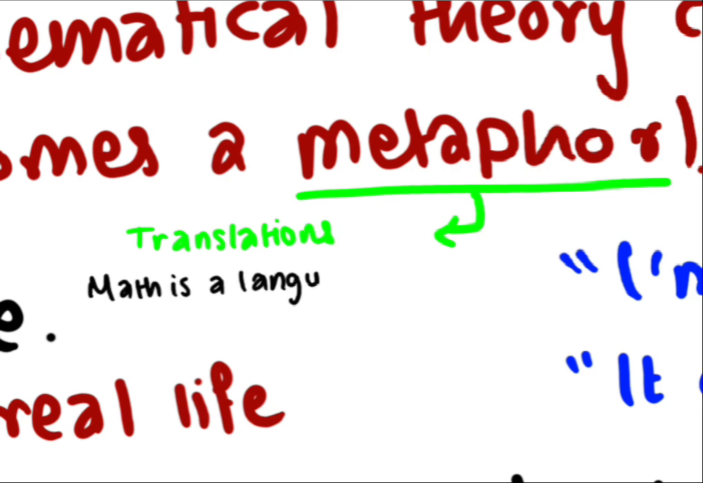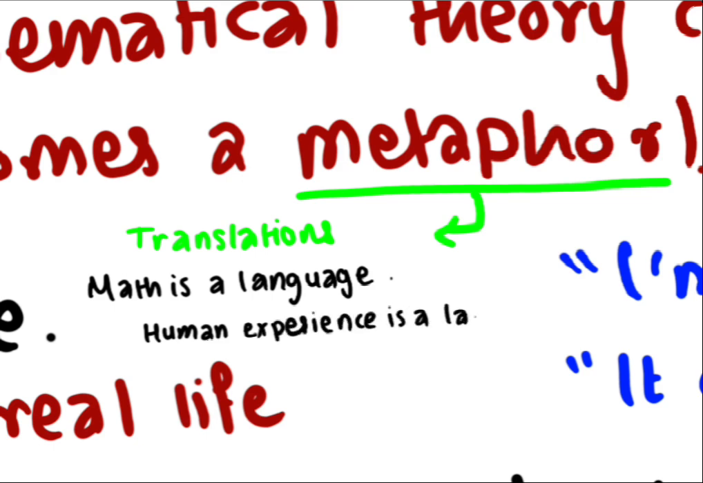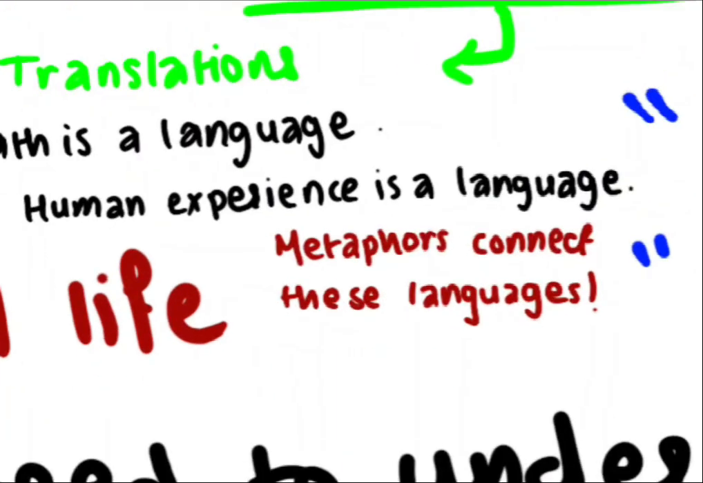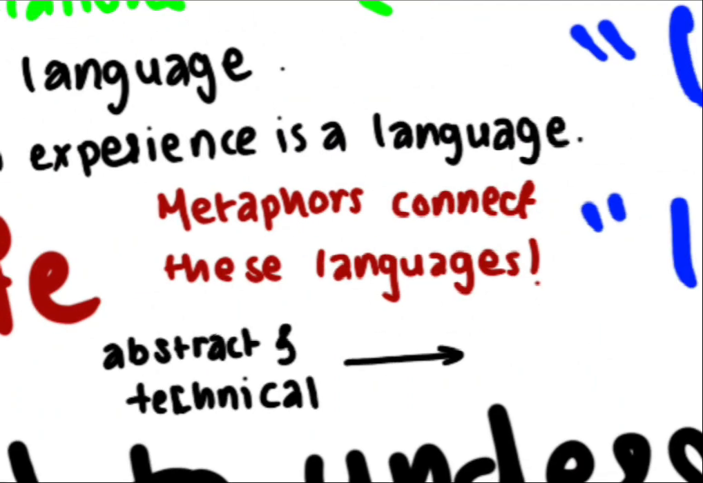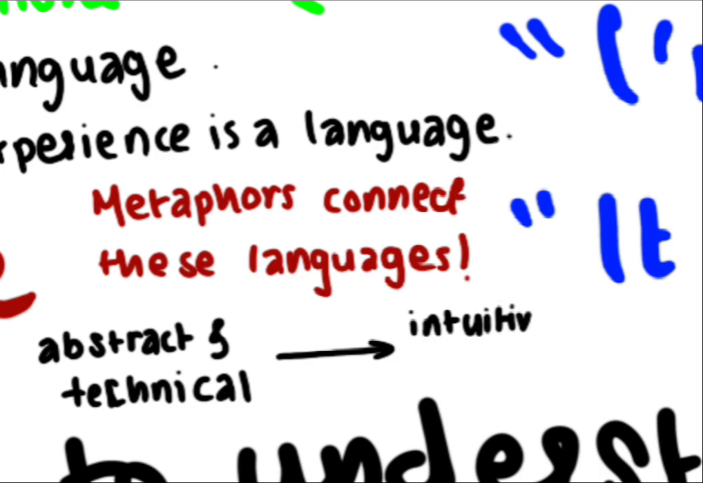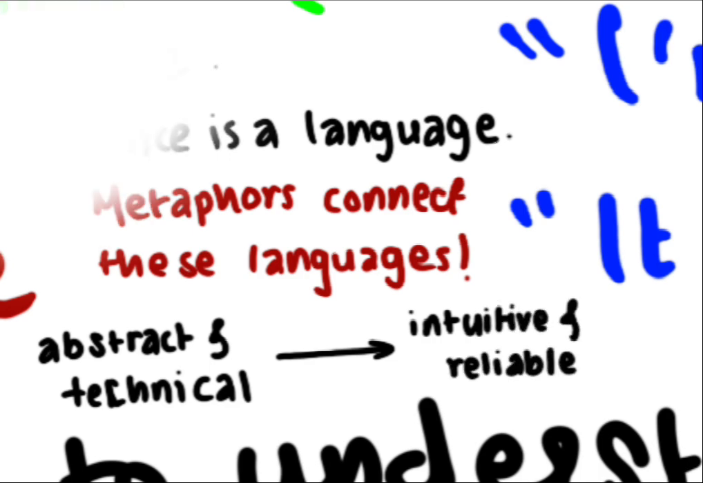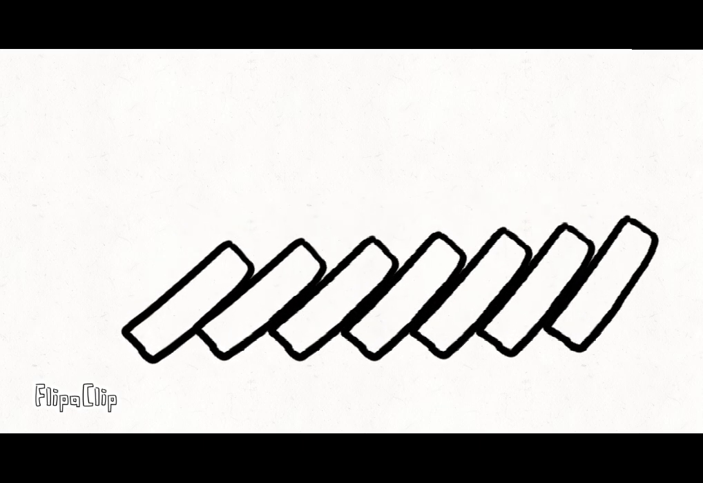In a way, metaphors are like translations. Math is one language, human experience is another. And metaphor is connecting the two languages. It takes something abstract and technical and turns it into something intuitive and relatable. So when we use mathematical metaphors, we are not simplifying the idea incorrectly. We are actually preserving its core pattern in a form we can understand instantly.